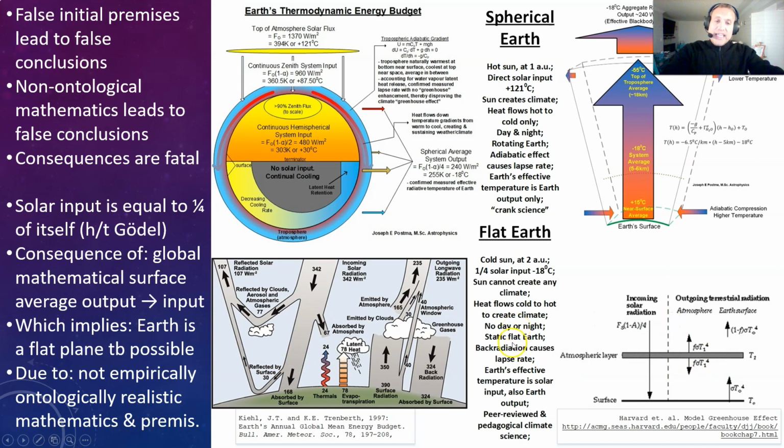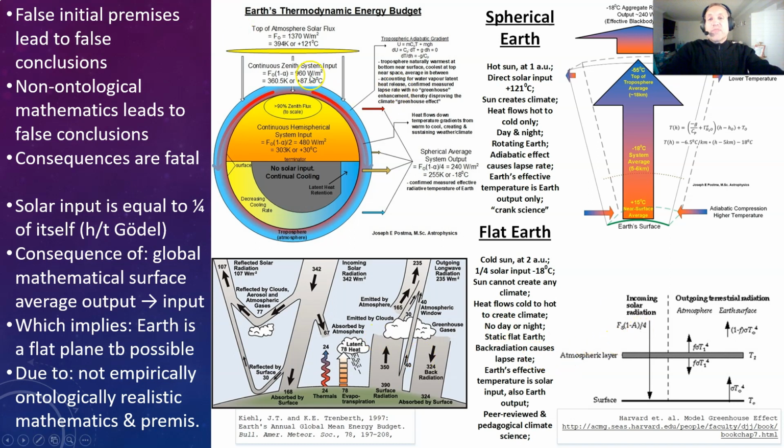This greenhouse effect is needed to create the climate, because in their flat Earth math, the sun is too cold to create the climate, because solar input is equal to 1/4 of the solar input. That's a very strong dilution of the solar input, with solar input only being reduced to 1/4 of its power. Yeah, it can't create the climate. So they create a greenhouse effect to create the climate instead. And that's a consequence of the flat Earth theory.